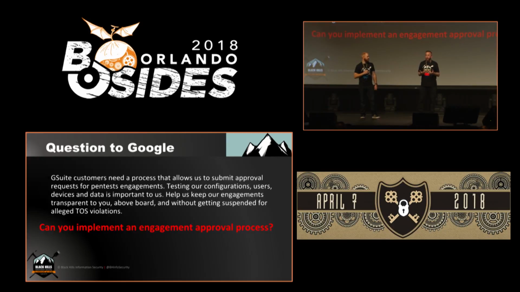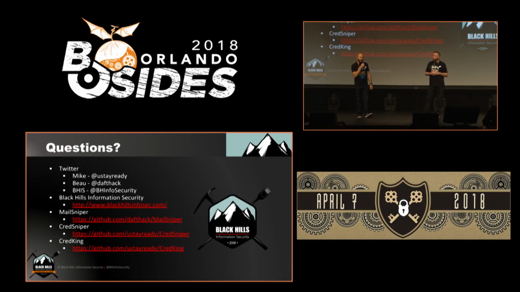I would much rather have Google not calling the feds because they think a nation state's attacking this big customer, and that it may be me on the other end, but we have to test our customers. We're at risk here, and we can't do anything about it. So the question to Google is, can you please implement an engagement approval process? It doesn't have to be really big. Just let us send something and we'll be good. That's it. Any questions?